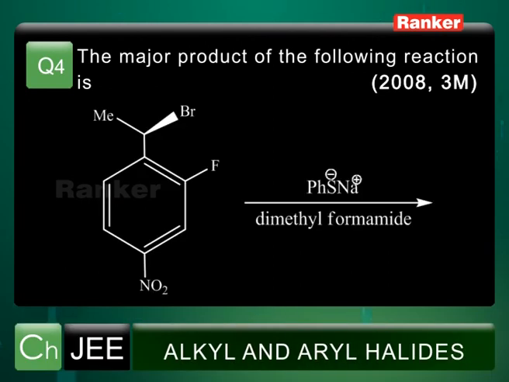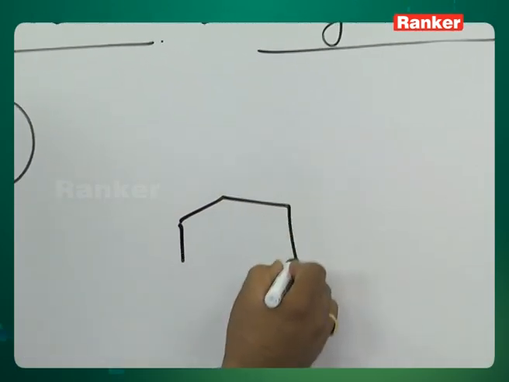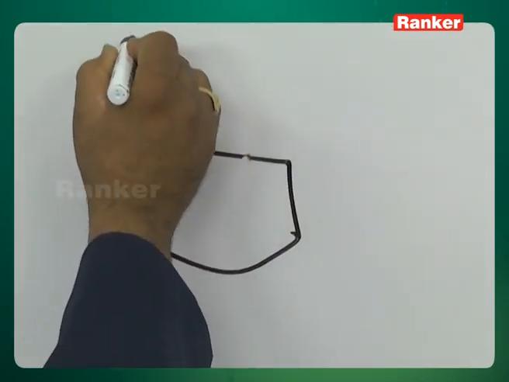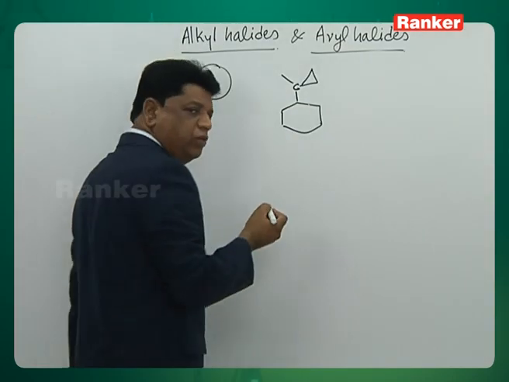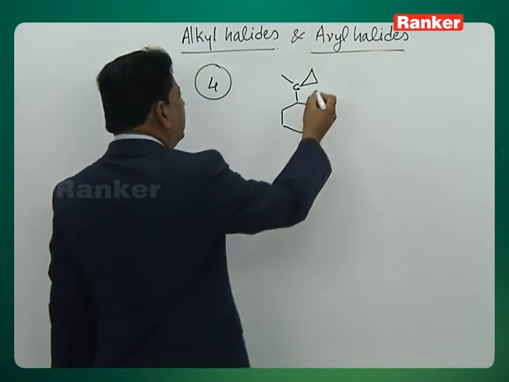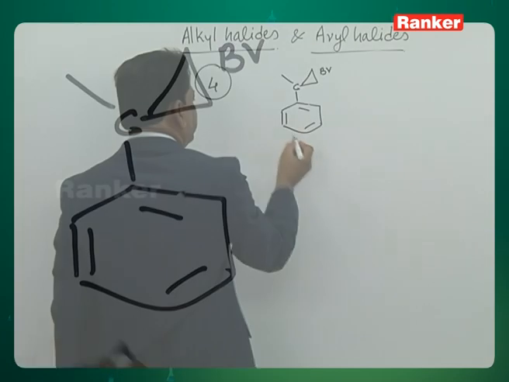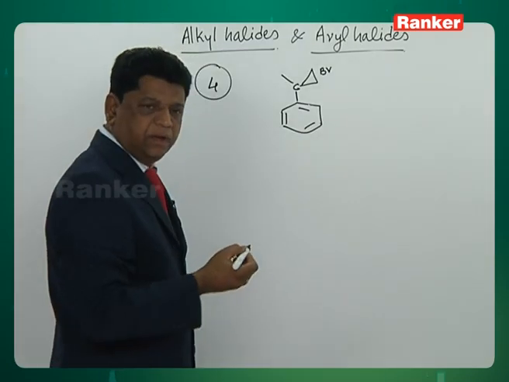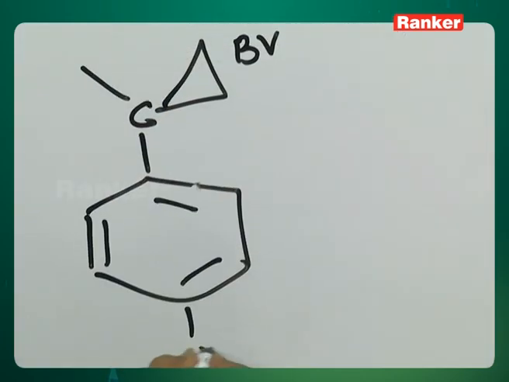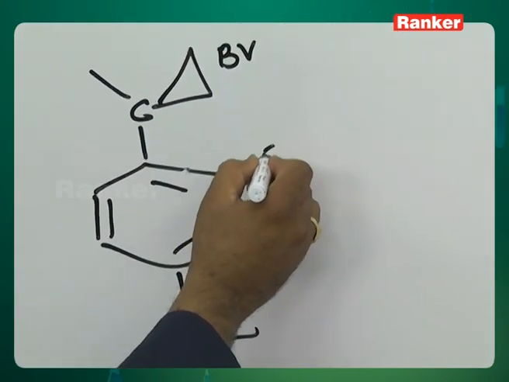The major product of the following reaction appeared in 2008. This is a 3 marks question that appeared in the EAPCET screening type examination. The compound contains an aliphatic carbon holding a functional group, bromine. This bromine is allylic to the benzene, and there is also a nitro group and one fluorine.